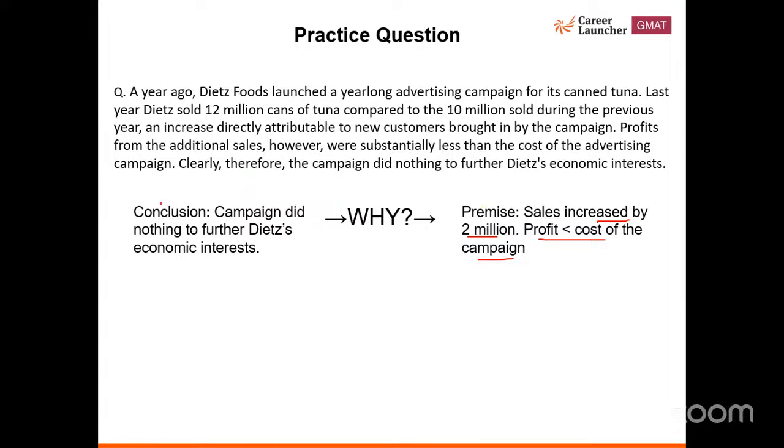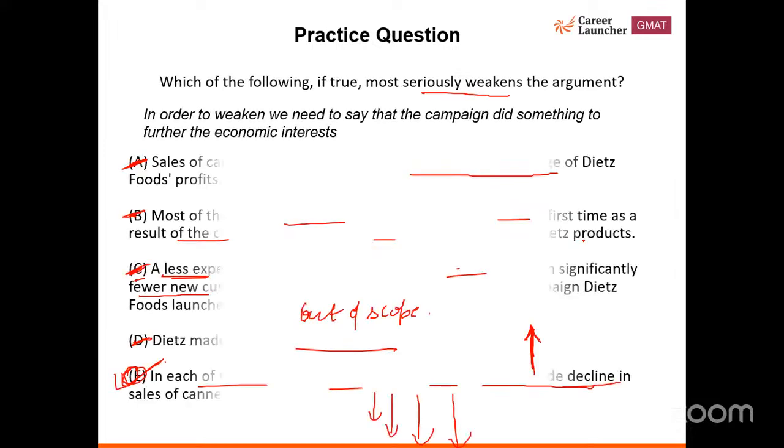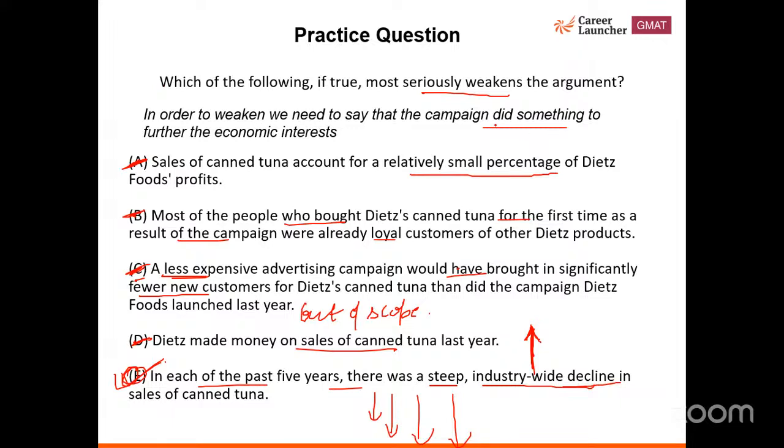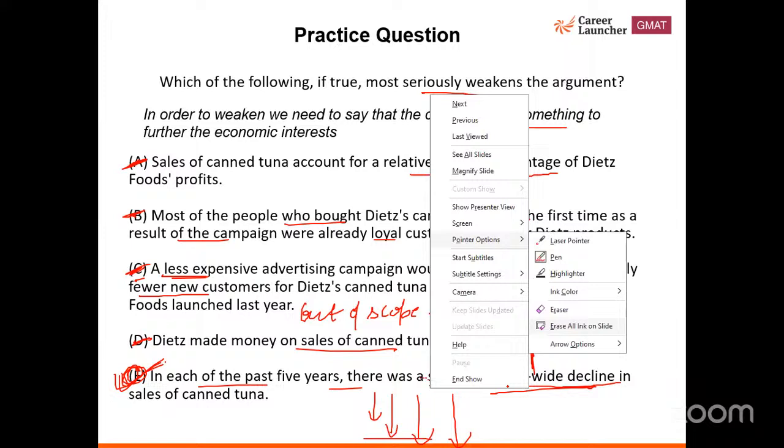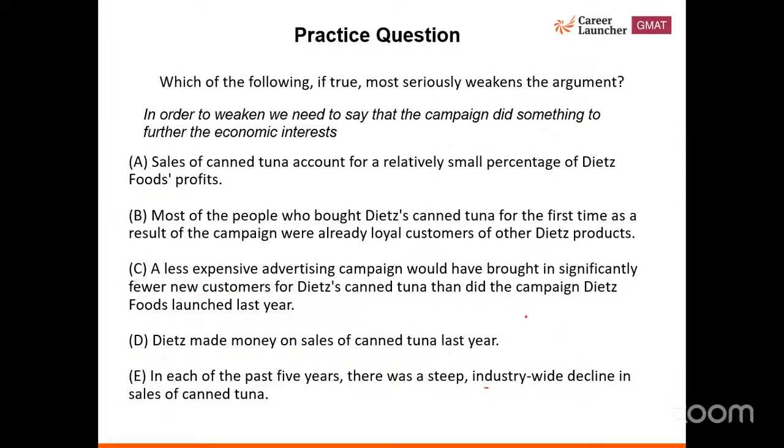See, that's the thing, guys. Once you have broken the argument, right, then there is absolutely no need here because everything that the argument has to offer, we already know, right? Campaign did nothing. There was an increase in sales of 2 million, but profit is less than the cost. So that's exactly what we said, that we need to find something that says campaign did something. The only choice that does that is going to be E part because everyone's sales are going down. So at a time when everyone's sales are going down, this company's sales went up. As we know for a fact, it happened. Thus, E point would help. Are we clear, Ashutosh? Is there a query? Okay, cool.